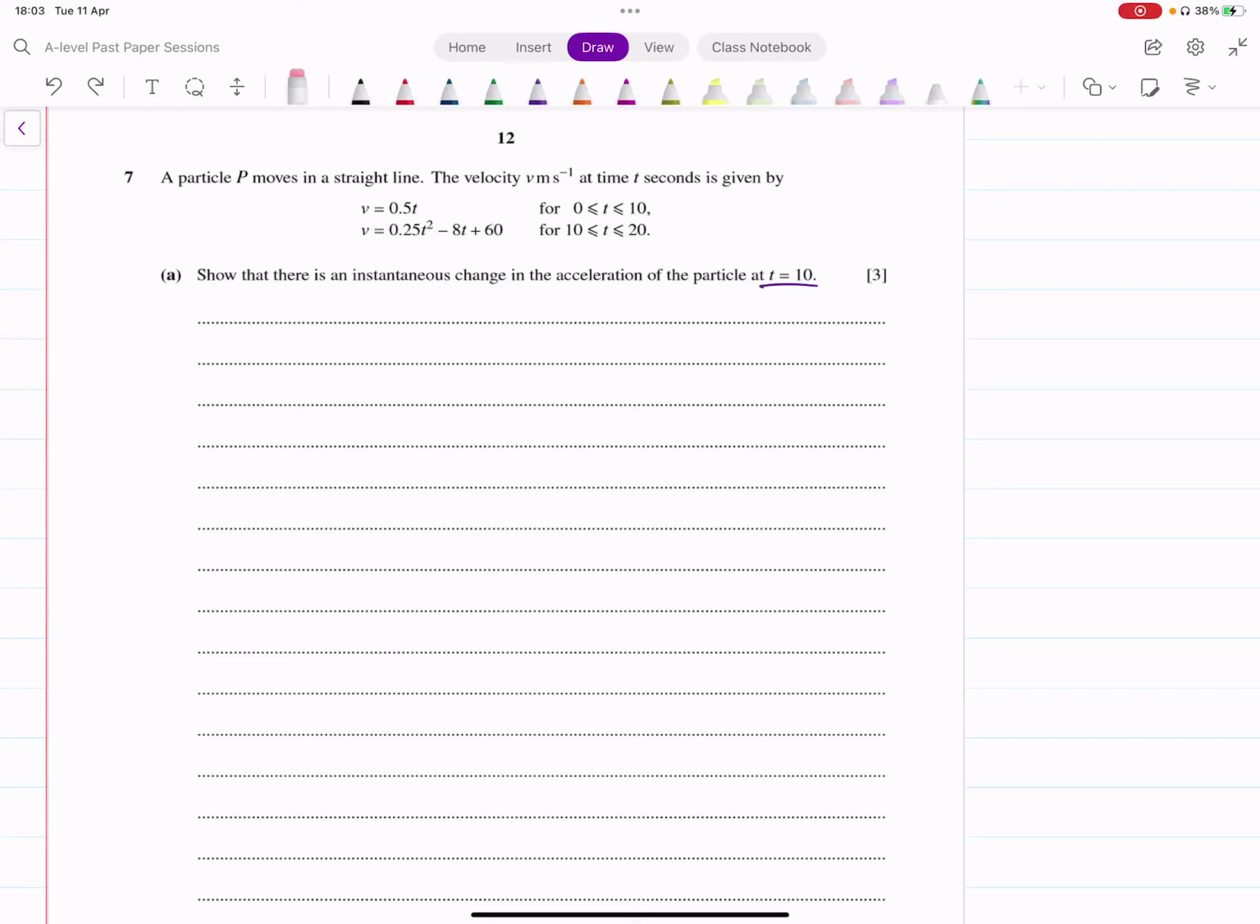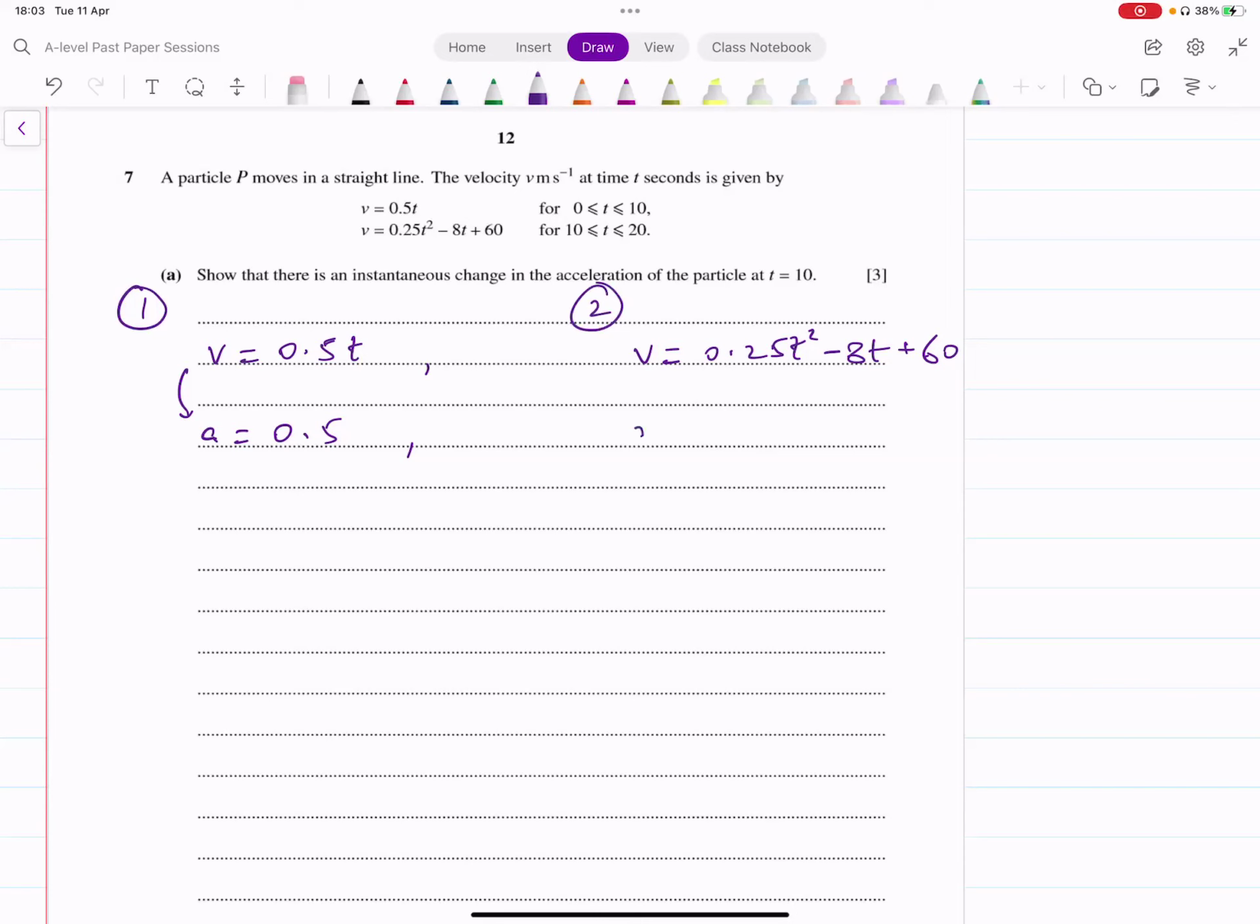Okay. Now, how do you do that? You have velocity equations given. The first velocity equation is 0.5 times t, and the second one is 0.25 t squared minus 8t plus 60. Velocity से acceleration पे आप कैसे जाते हैं? आप differentiate करते हैं, derivative find करते हैं, ठीक है? So that's what we do here. इसको differentiate कर लें, उससे आपके पास acceleration आ जाएगी. Acceleration equals 0.5 for part 1 from the first equation.